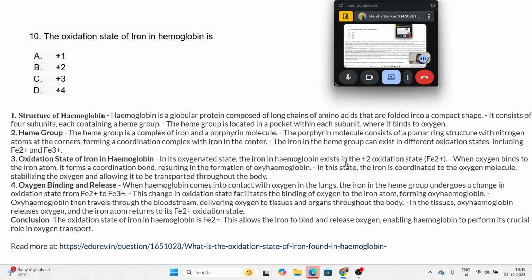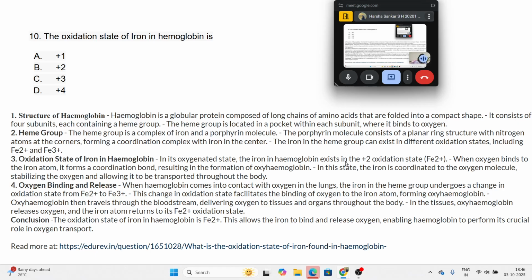So what is the heme group? Inside the heme group, we can see iron and the porphyrin molecule. Porphyrin is a planar ring structure with nitrogen atoms at the corners, forming a coordination complex with iron in the center. So in the center, iron is surrounded by the porphyrin planar ring with 4 nitrogen atoms at the corners. Iron in the heme group can exist in different oxidation states.